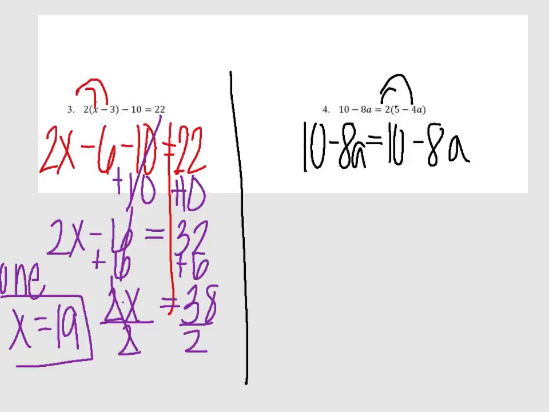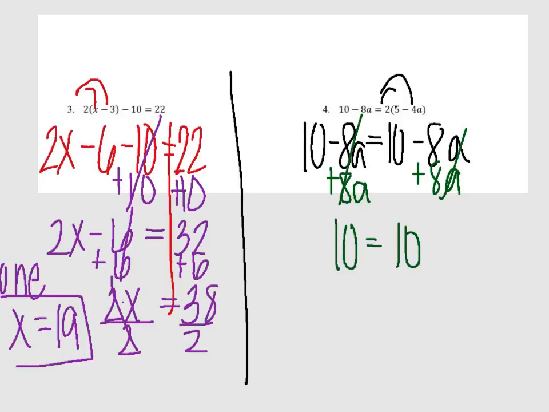Now I'm going to combine my a's. So in order to get rid of a negative 8a, I add 8a to both sides. My 8a's cancel, and I'm left with 10 equals 10. I ask myself, does 10 equal 10? And I say yes, so it is infinite.